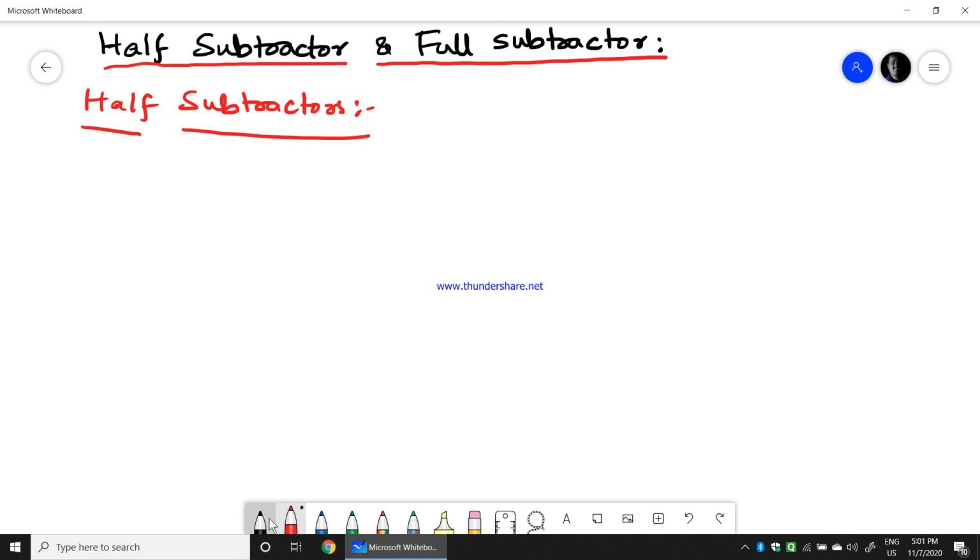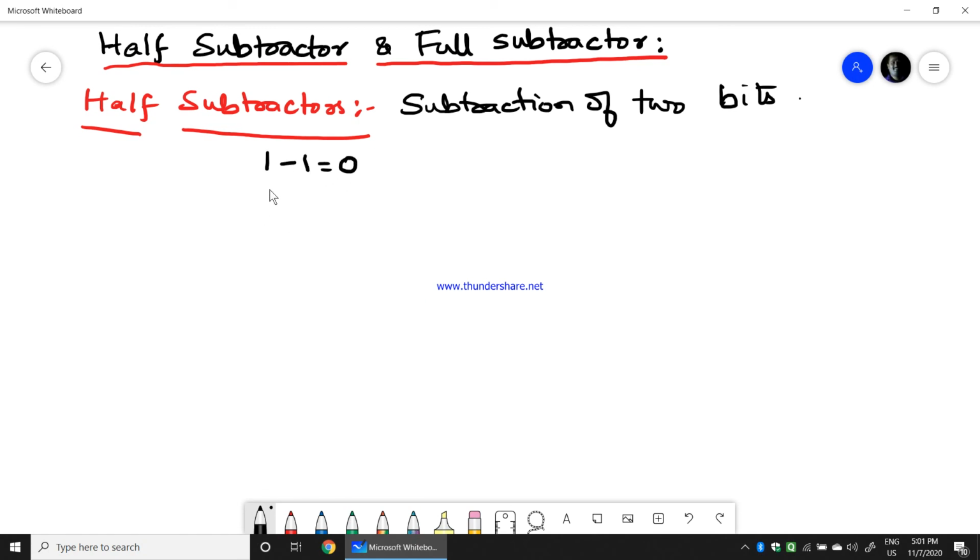Now the half subtractors are subtraction of 2 bits. So half subtractors are subtraction of 2 bits. So 1 minus 1 will be equal to 0. 0 minus 1 is the one where you get difference is 1 and borrow is 1.